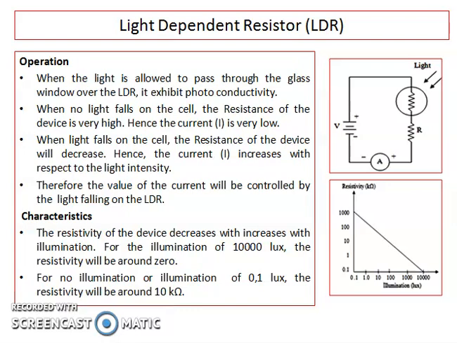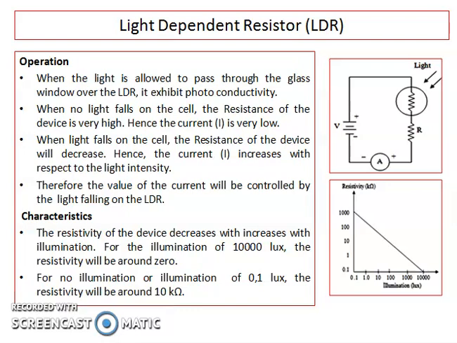The value of resistance will change depending upon the light intensity. So therefore, the current flowing through the circuit also depends upon the resistor, and in turn it depends upon the intensity of light falling on it.